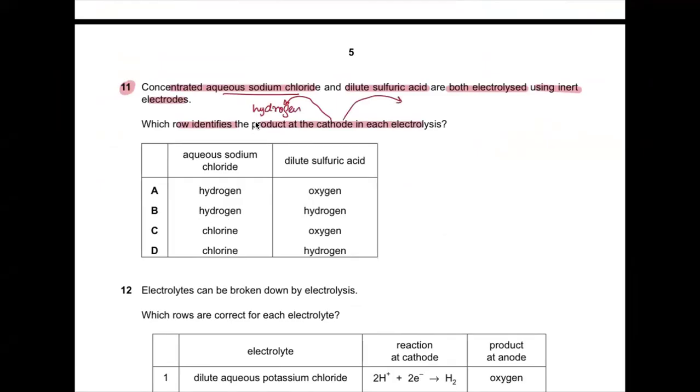And over here, it's sulfuric acid. So again, the only cation is hydrogen. So we are going to get hydrogen gas. So hydrogen and hydrogen. So it means A, C, and D are wrong. And D is the correct answer.